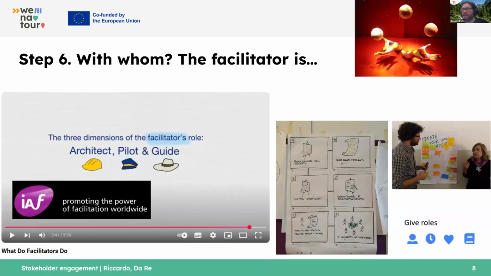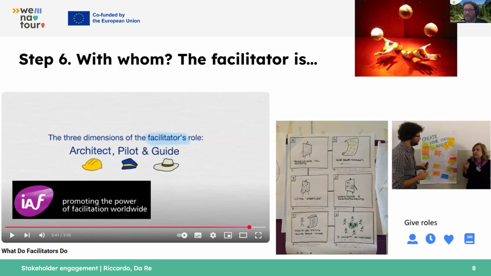Then step 6 is: who will help me in conducting this process? And so who is the facilitator? So I describe my job. I think that it's very important to understand the competencies of a facilitator, because improvisation can be very risky, and it can be one of the reasons for not implementing a stakeholder engagement.